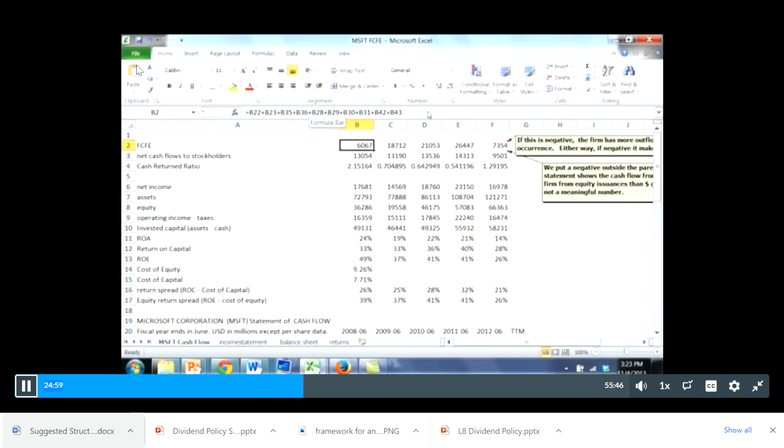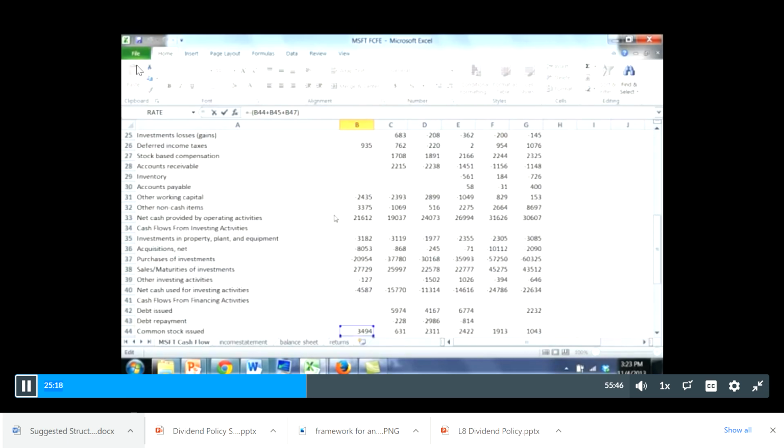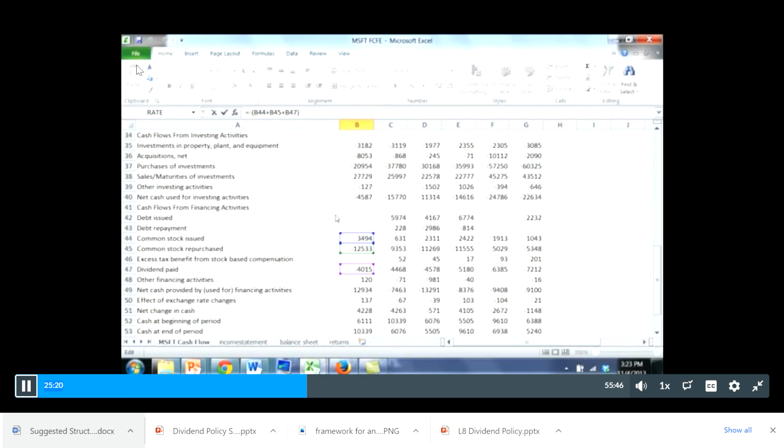Everything that's going in and out of the firm related to operations and investment. Then I can calculate the cash flow that the firm makes to stockholders. And so if I come down here, then here we can see we're talking about common stock issued. Now notice here, in this formula, I have a negative sign outside of the parentheses where I've added everything.